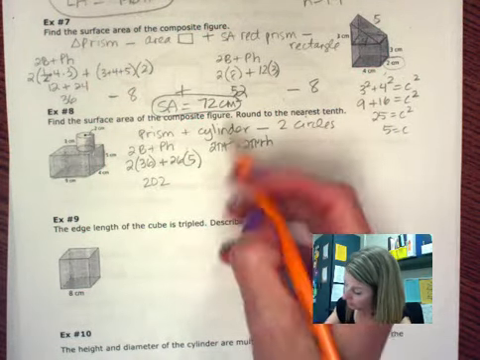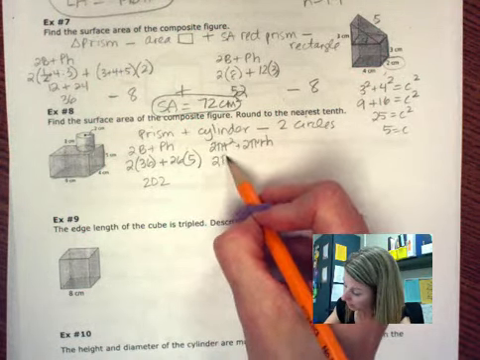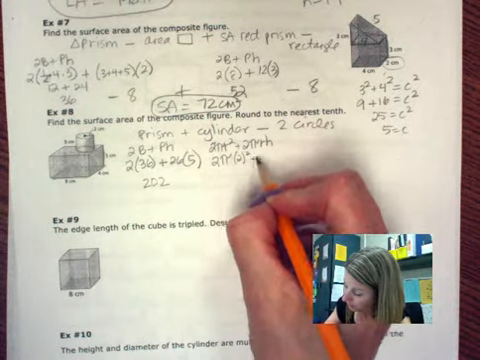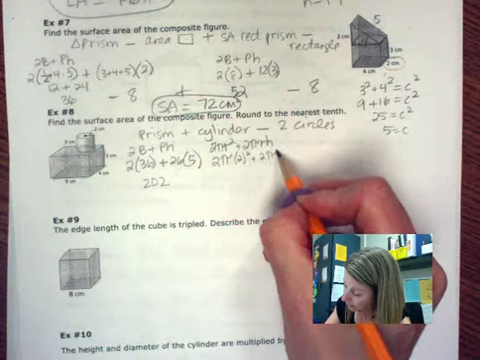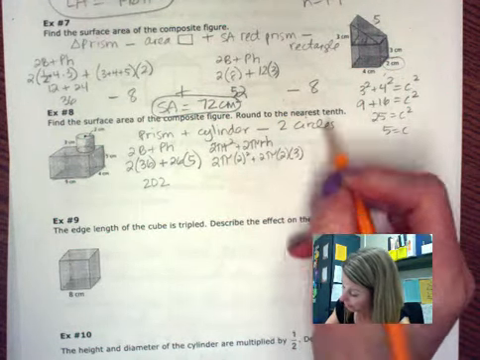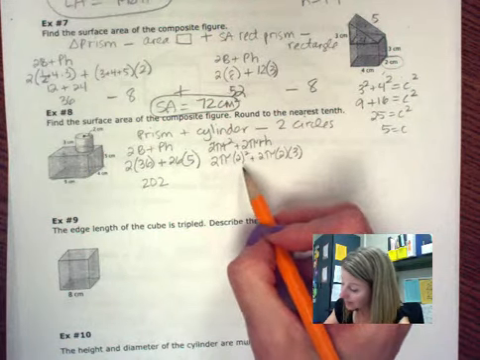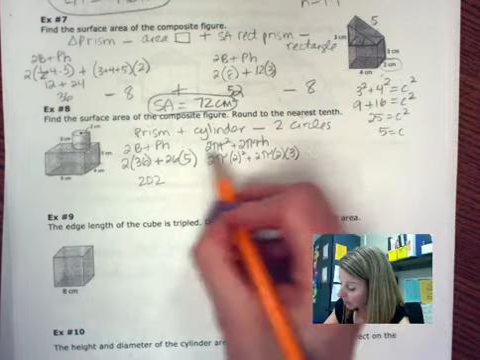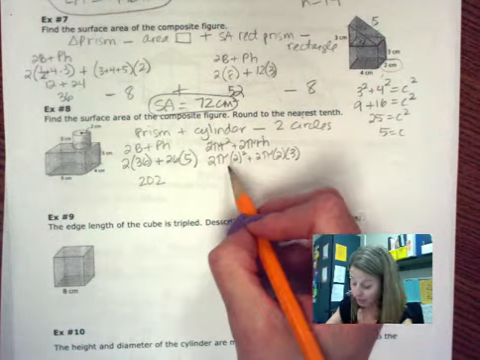So that is going to be 2 times pi. My radius is 2. And then 2 times pi, again my radius is 2 and my height is 3. So since I'm going to round to the nearest tenth, I'm going to go ahead and multiply pi in. And if you have a scientific calculator, you can enter this whole thing.